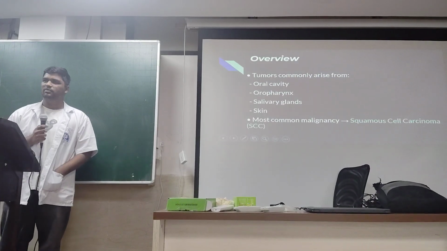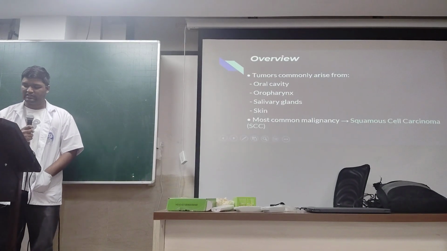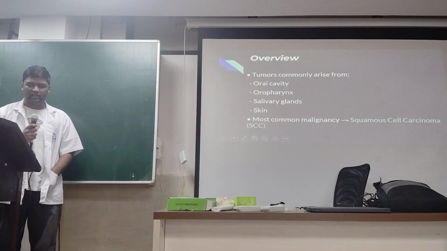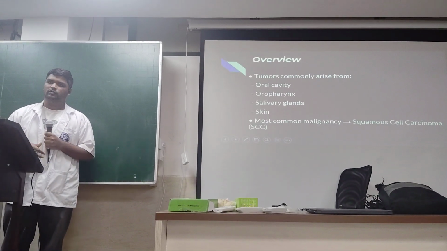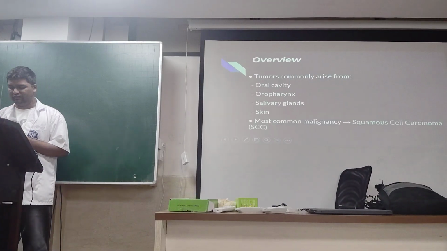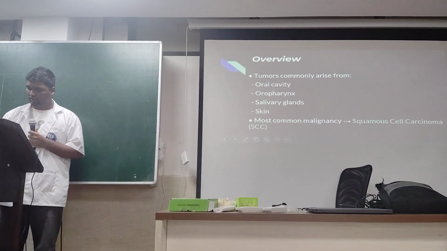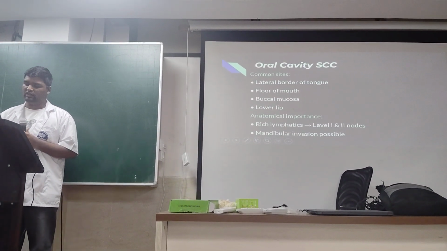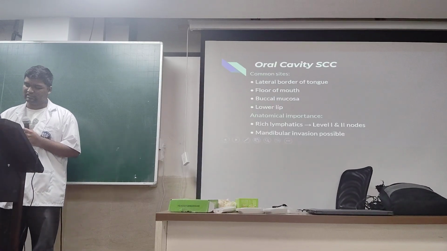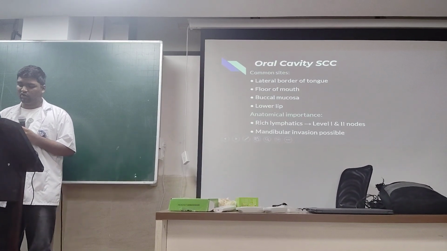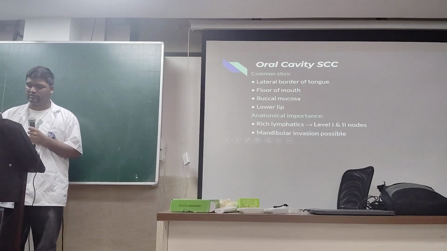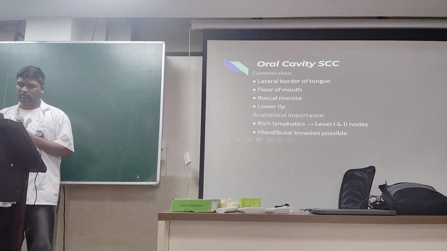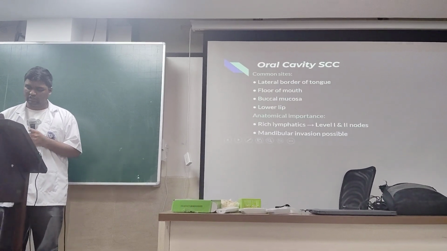The tumors commonly seen in the head, neck and face arise from the oral cavity, oropharynx, salivary glands, and skin. The most common malignancy seen in the head, neck and face is squamous cell carcinoma. Oral cavity squamous cell carcinoma can be seen. The most common sites of oral cavity carcinoma are the lateral border of the tongue, the floor of the mouth, buccal mucosa, and lower lip.